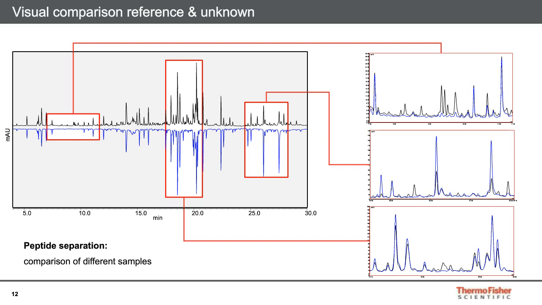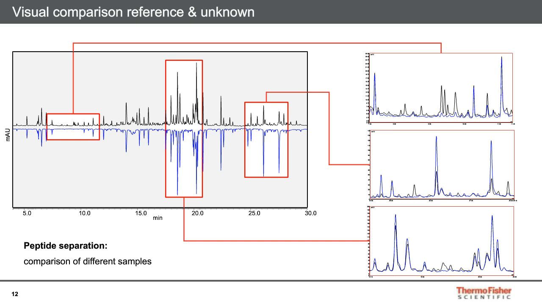So now we change the topic a little bit. We don't talk about capacity any longer. Now we talk about comparison of a reference standard versus an unknown sample. Here we see an overlay of two peptide mappings, actually mirror chromatograms. And here we have the same sample that was digested with slightly different protocols.